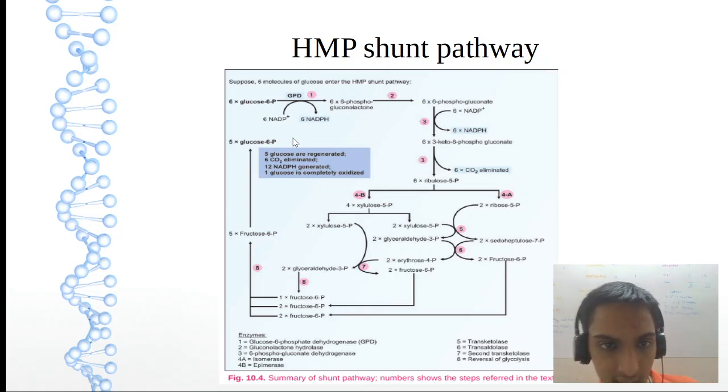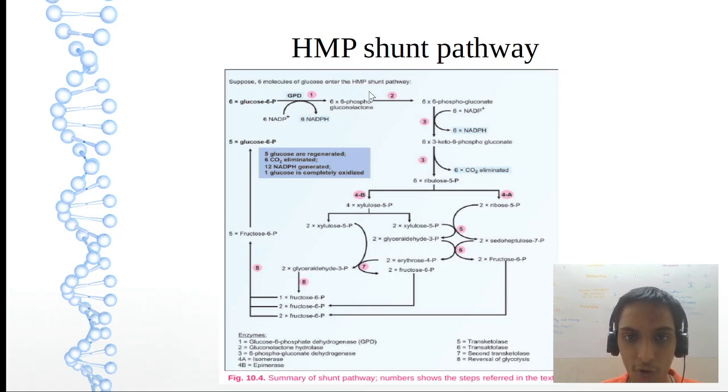As we can see here, glucose 6-phosphate on dehydrogenase will form 6-phosphogluconolactone. Then on hydrolysis, in place of gluconolactone, just write gluconate, the rest is the same. That means 6-phosphogluconolactone becomes 6-phosphogluconate. Then there is addition of 3-keto through the enzyme dehydrogenase, so it becomes 3-keto 6-phosphogluconate.